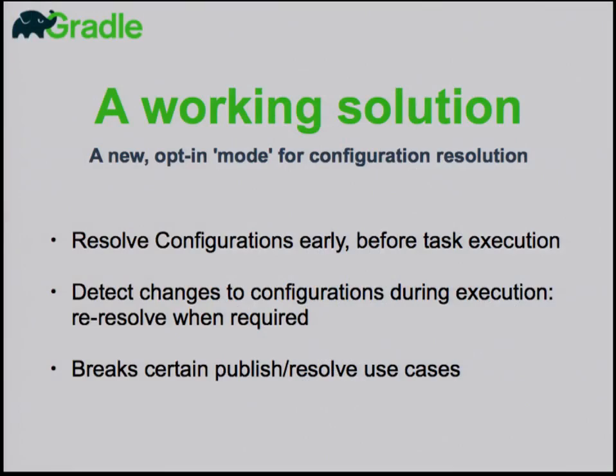So this is basically the working solution to this problem. We said there's a new opt-in, let's call it a mode for lack of a better word, for configuration resolution. If you use dependency substitution rules, you will be opting into this new mode of resolution. What happens is we resolve configurations early. Any configuration that could impact the task graph is resolved when we build the task graph. So the configurations become inputs to the task graph itself, and we resolve inputs before we use them.